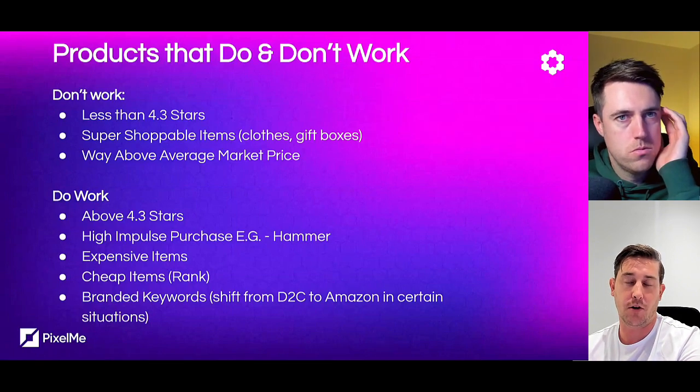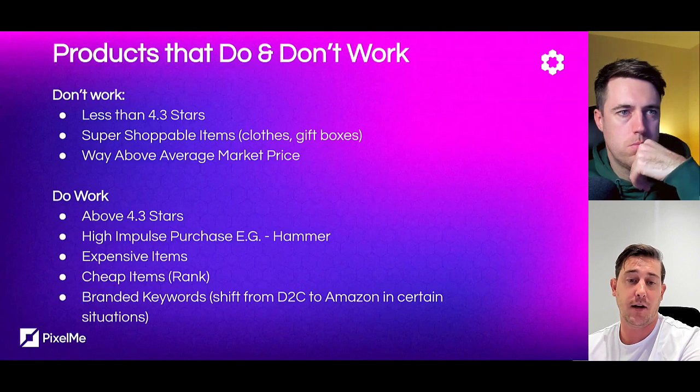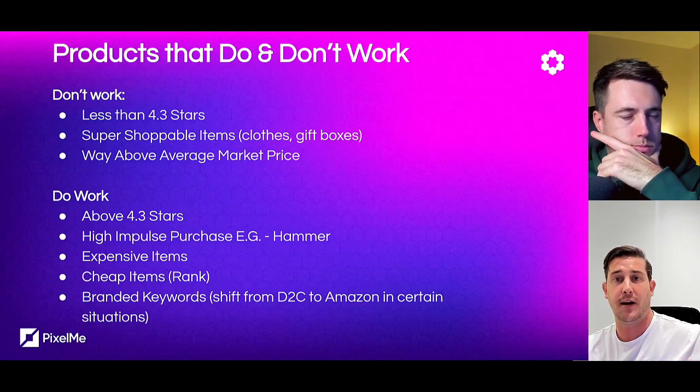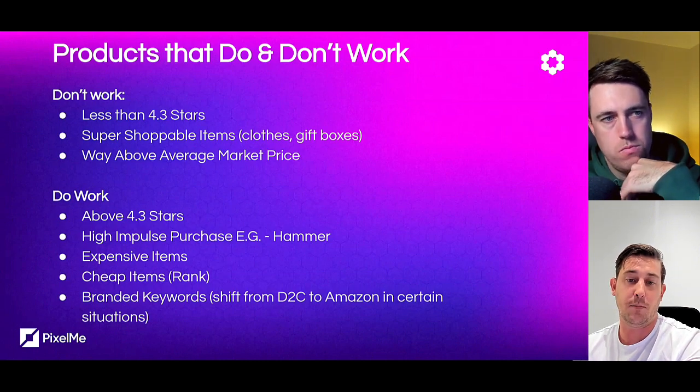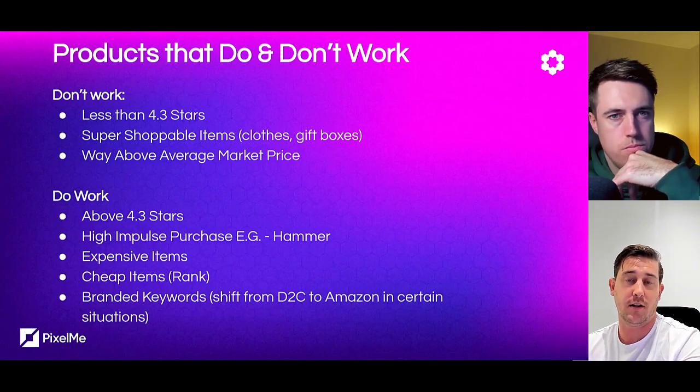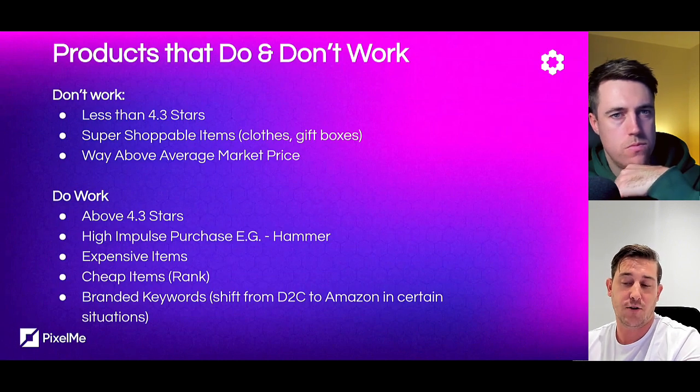Cheap items work great for increasing organic rank, but not for just a profit stream from Google to Amazon. The profit comes later in the form of organic sales. And branded keywords, in that example of Shark Tank products, those work extremely, extremely well.